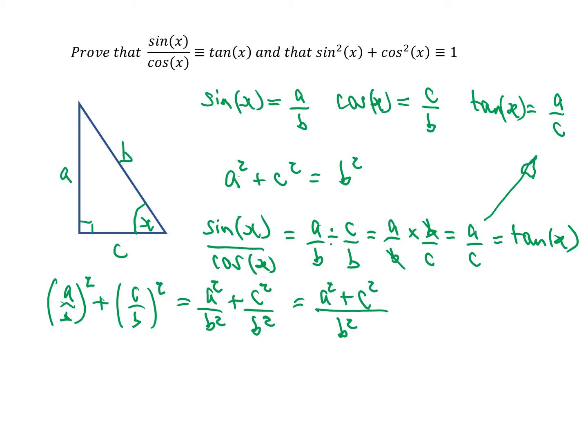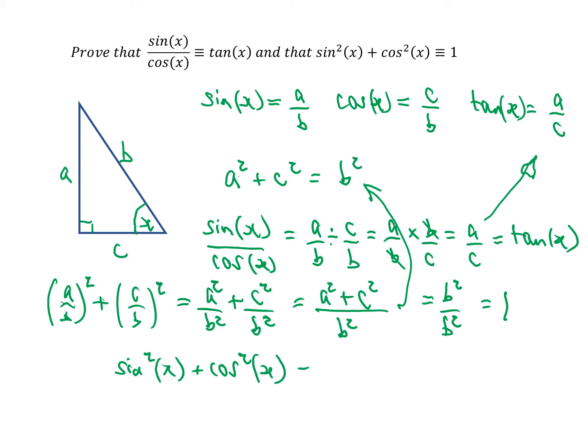Hang on a minute. Let's look up there. A squared plus C squared is the same as B squared. So therefore, we've got B squared divided by B squared. Now that is the same as 1. So therefore, sine squared x plus cos squared x is always the same as 1.